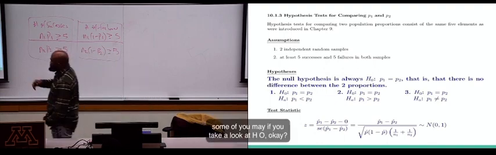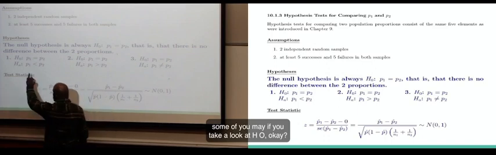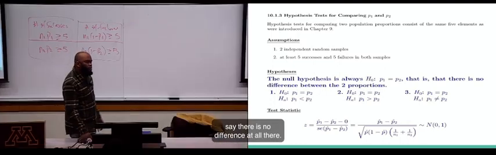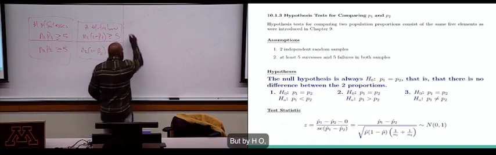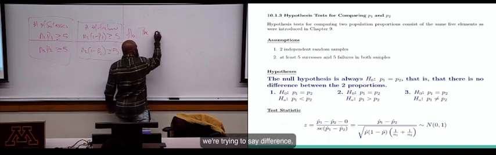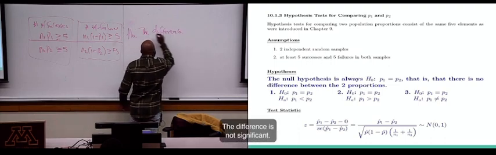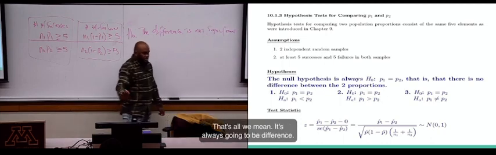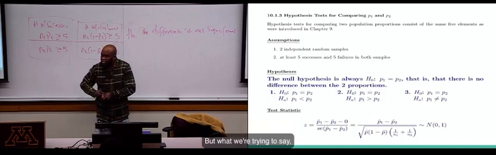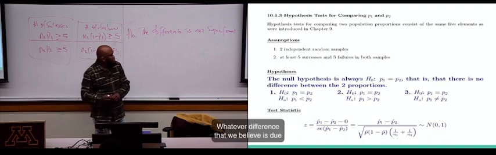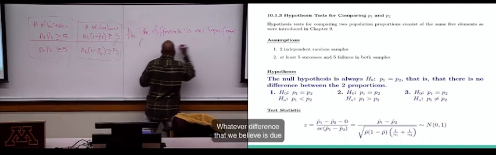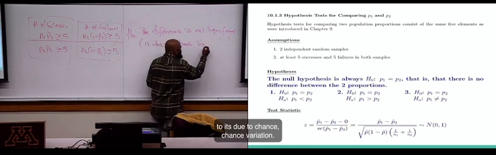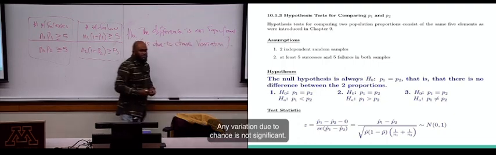Let me tell you this. Some of you maybe, if you take a look at H0, we are not trying to say there is no difference at all. There is. But by H0, we're trying to say the difference is not significant. That's what we mean, because there's always going to be a difference. But what we're trying to say is the difference is not very pronounced. Whatever difference exists here, we believe is due to chance. That's what we call chance variation. Any variation due to chance is not significant.